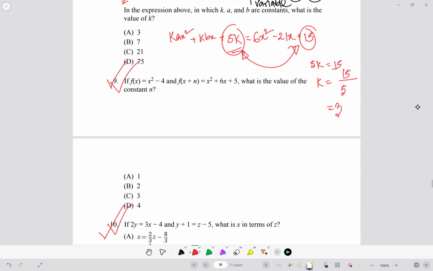If f of x equals x squared minus 4 and f of x plus n equals x squared plus 6x plus 5, what is the value of constant n? It's an amazing problem. To solve this problem, we need to know what happens when you give some input inside a function.